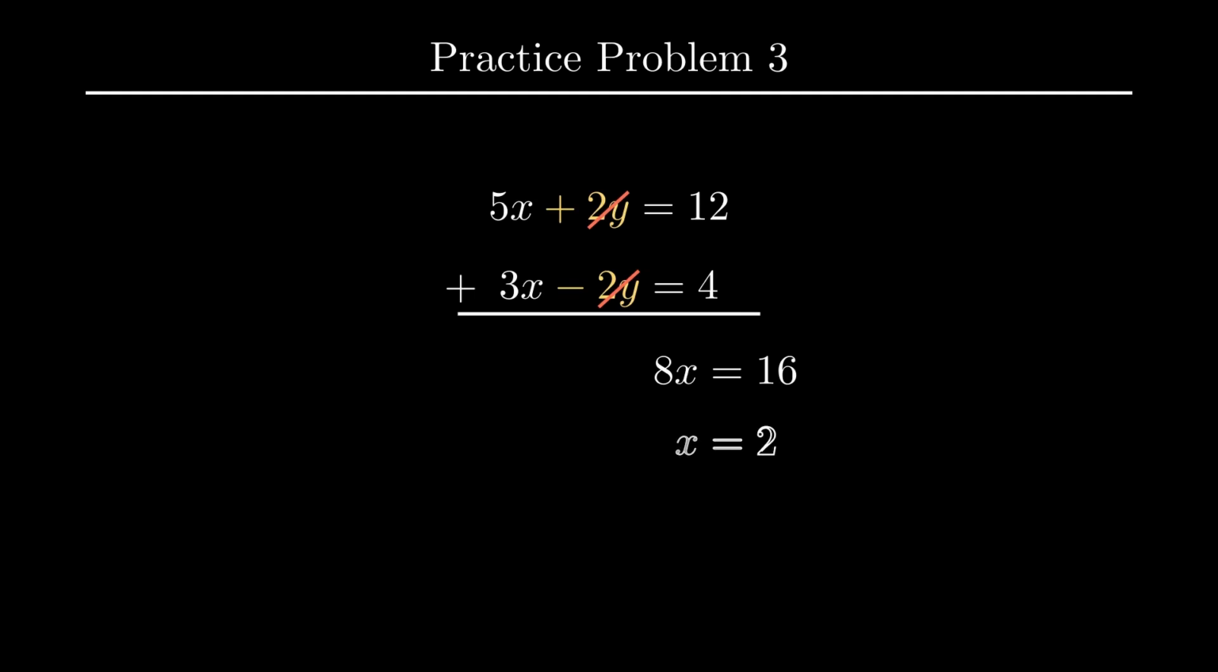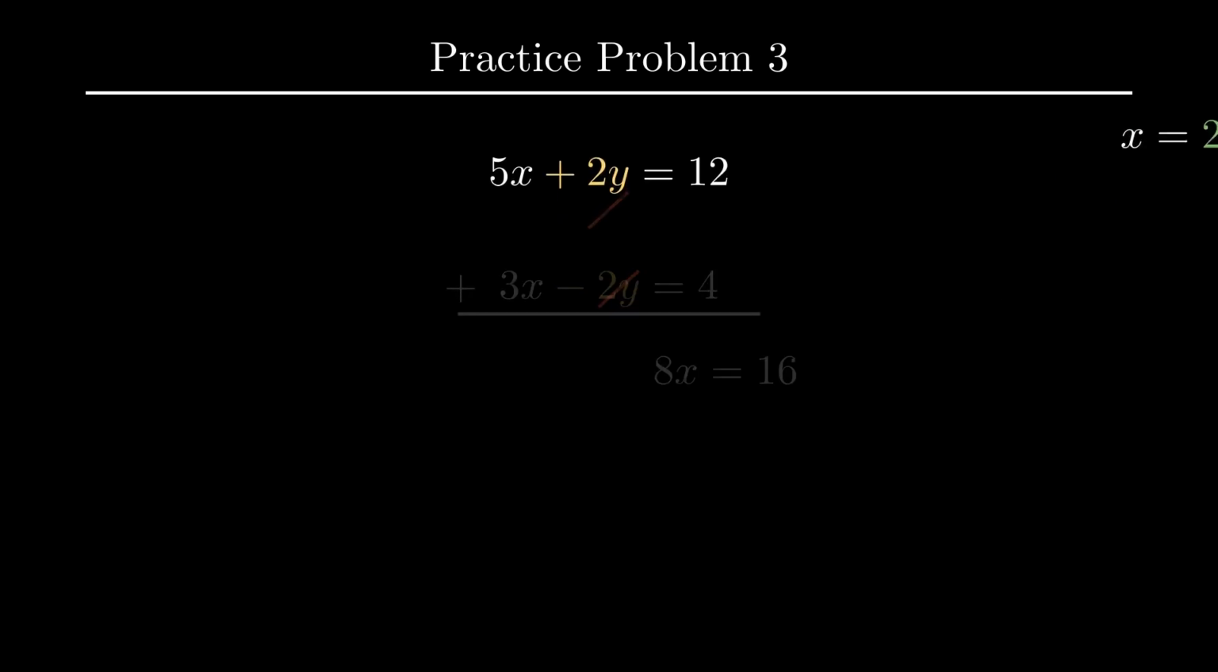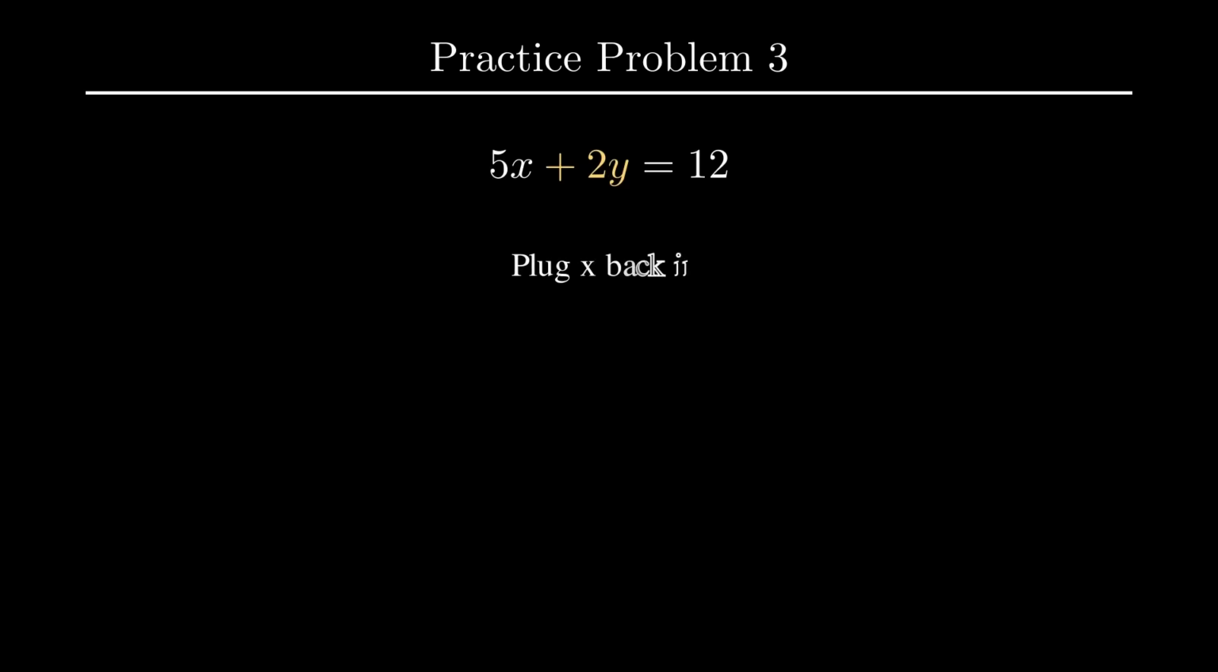5x plus 3x gives us 8x, and 12 plus 4 gives us 16. So 8x equals 16, and then dividing by 8 on both sides, x equals 2. To finish up, pick either original equation to find y. Let's use the top one.